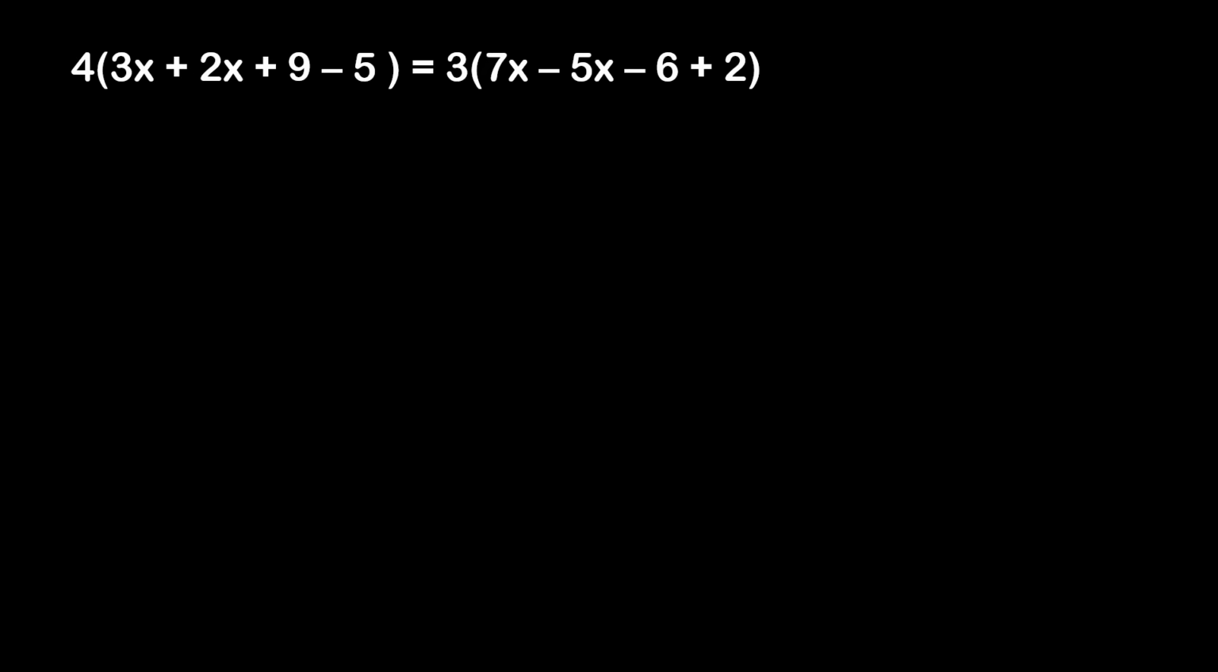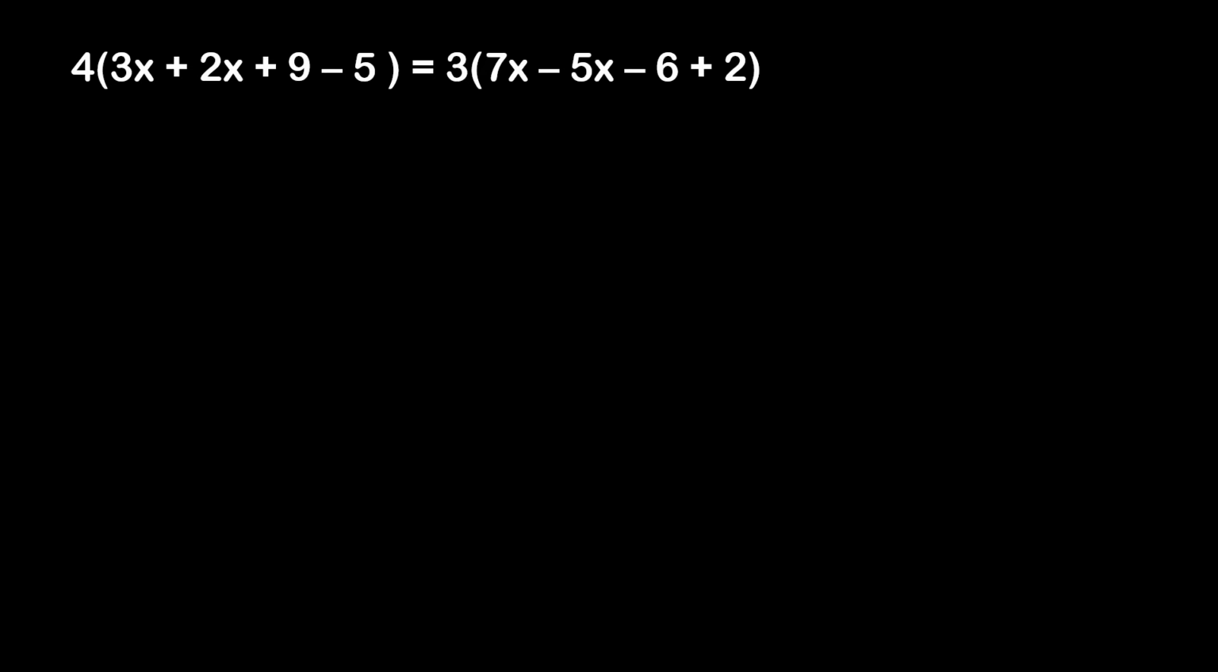and scenarios. So with this first example we have 4 times (3x plus 2x plus 9 minus 5) is equal to 3 times (7x minus 5x minus 6 plus 2). And so again we got to decide how are we going to approach this question. Well, as I said before, we always collect like terms first and then distribute.